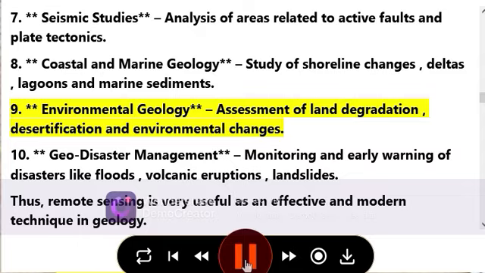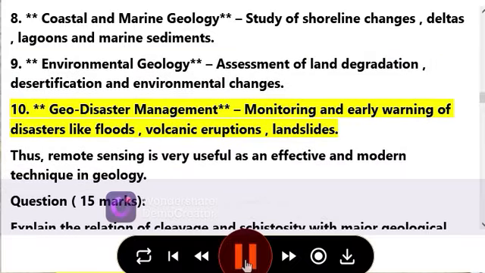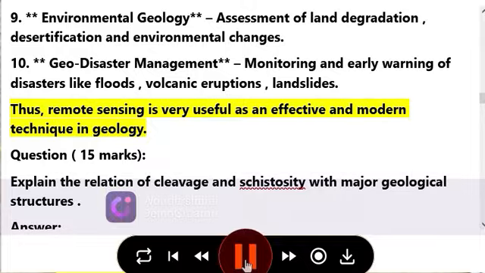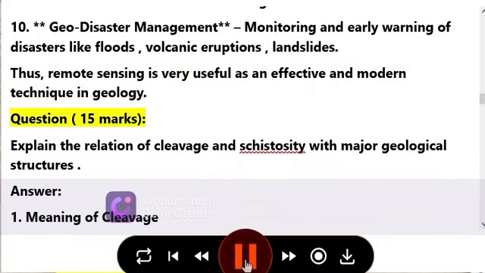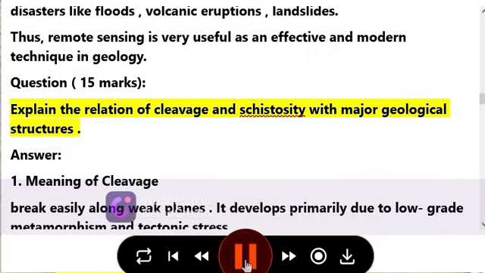9. Environmental geology, assessment of land degradation, desertification and environmental changes. 10. Geodisaster management, monitoring and early warning of disasters like floods, volcanic eruptions, landslides. Thus, remote sensing is very useful as an effective and modern technique in geology.